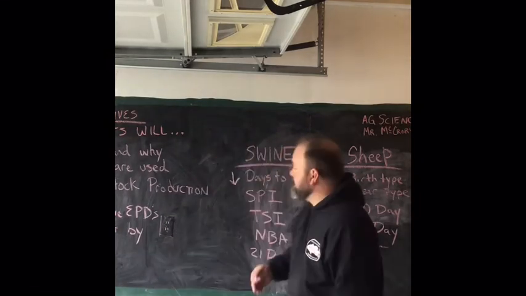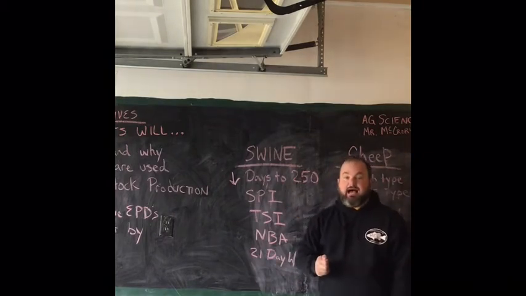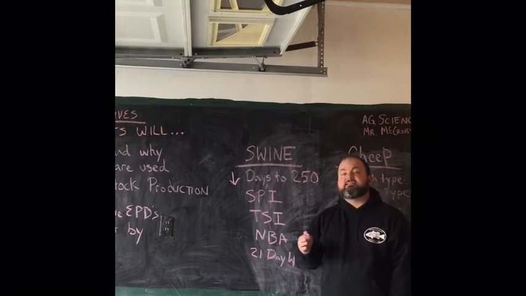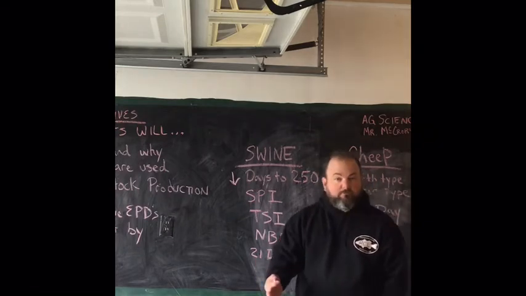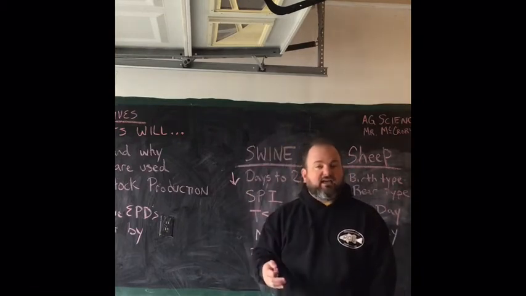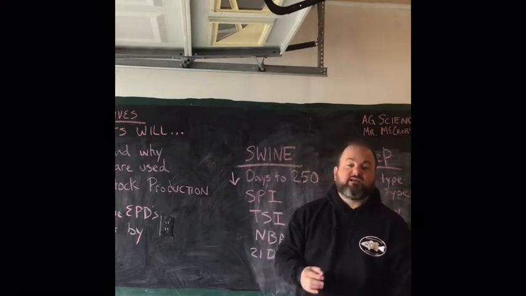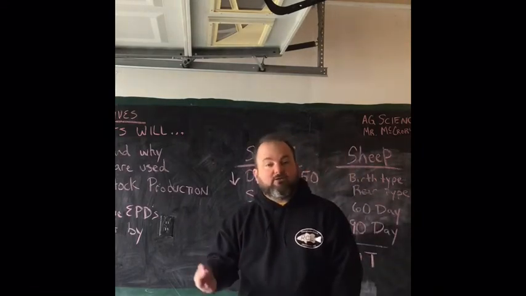The next one is SPI. SPI is really important because this is sow progeny index. This is how good of a mother they are. If that number is really, really high, that's a good thing. If that number is 100 or lower, that's actually very negative, and they won't be very good mothers, and they won't be very productive in the farrowing crate.